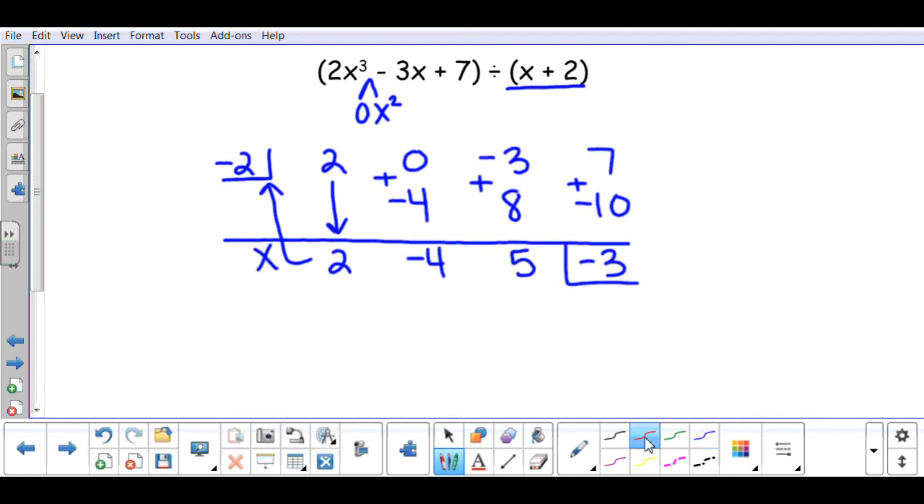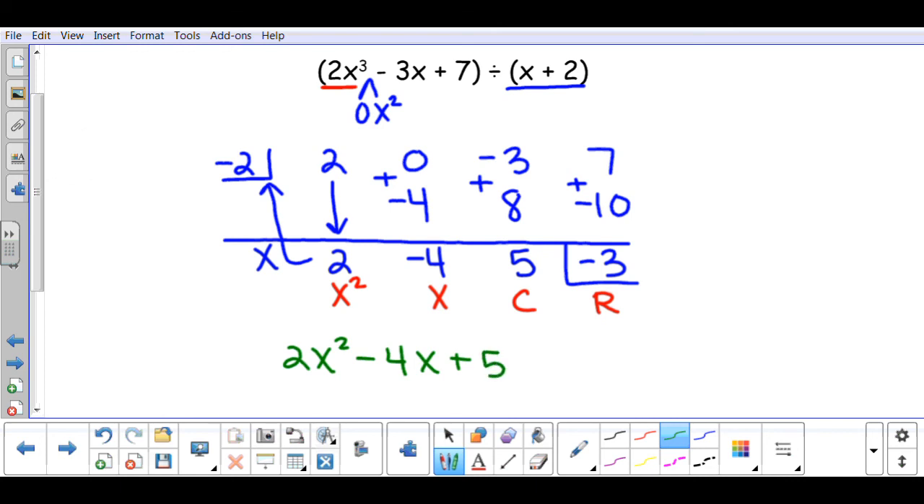The last thing that we want to do is write these numbers as an equation. So my problem started off with a 2x to the third. I want to drop that down by a degree. So my answer is going to start off with an x squared term, and then it's going to go down in order. So after x squared, you'd have your plain x, you'd have your constant, and then we have our remainder. So I'm going to have a 2x squared minus 4x plus 5.